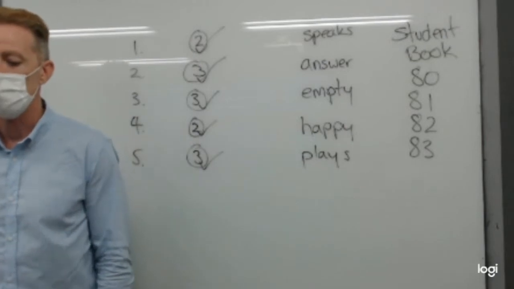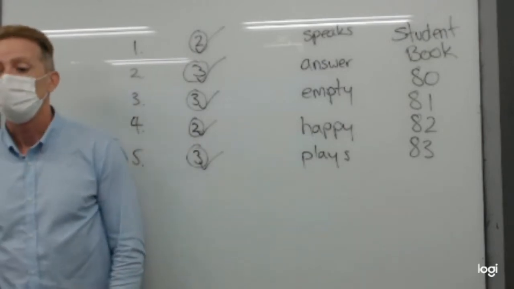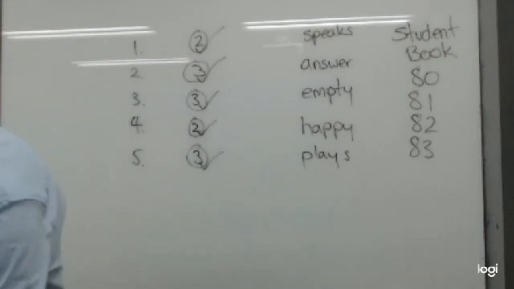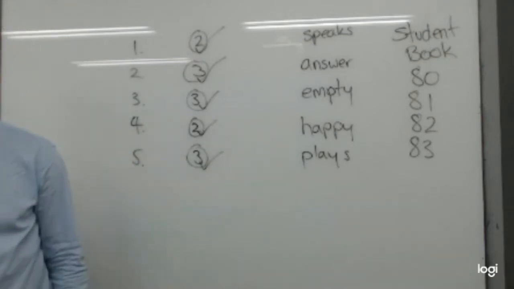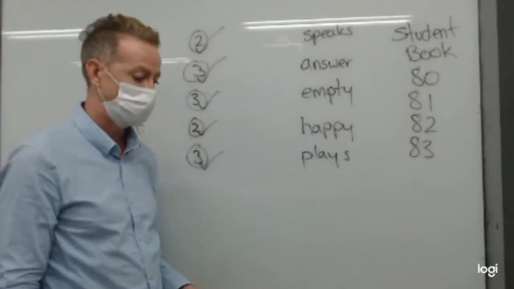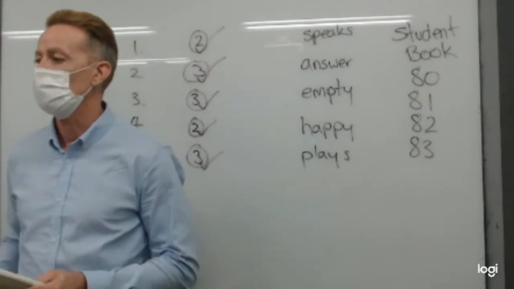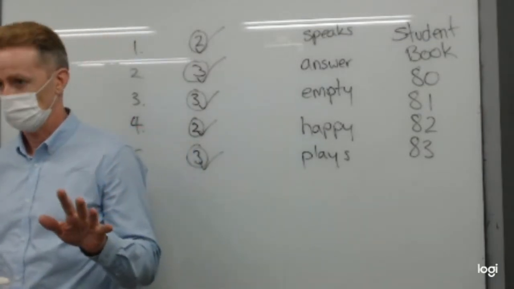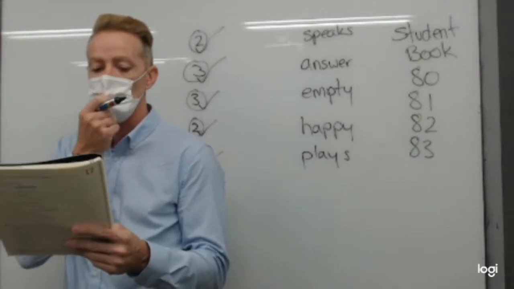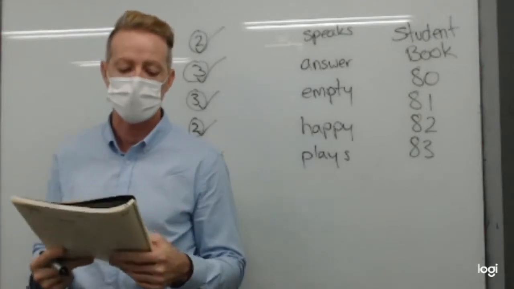Sam, checking your answers, please. Come on. Check your answers, please. Okay, everyone okay with that? Did you understand? Yes? Okay. All right, let's do circle the correct word. So number six.